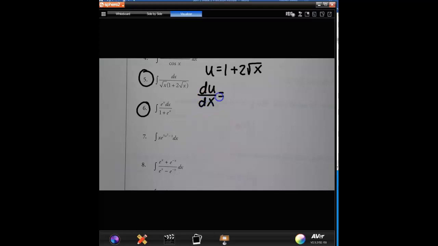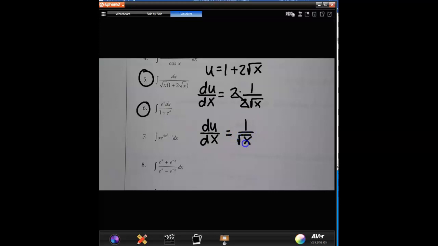Here we go. The derivative of 1 is 0, so that just goes away. The 2 is going to stay because it's a constant multiple. And the derivative of a square root, there's a nice little shortcut. It's always going to be 1 over 2, and then that square root. And then if necessary, multiply it by the derivative of the inside of the square root. But in this case, the derivative of the inside would just be 1, so it's not going to do anything. And then these cancel. So now I have this.